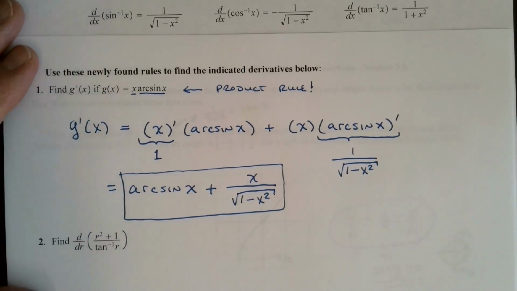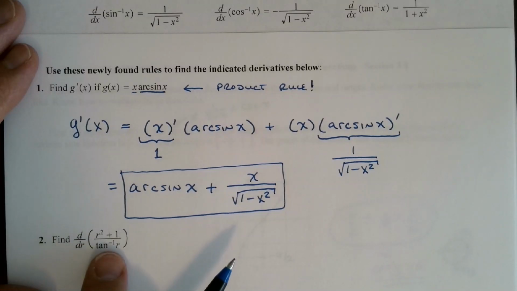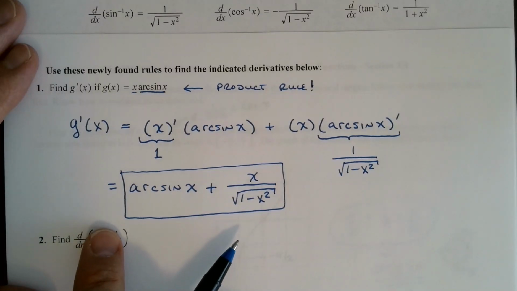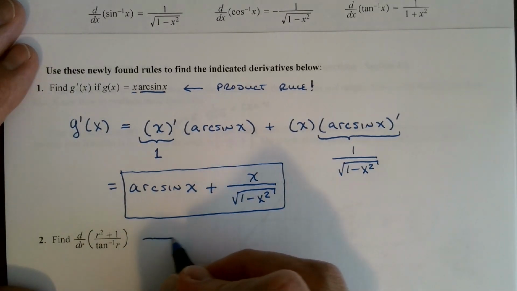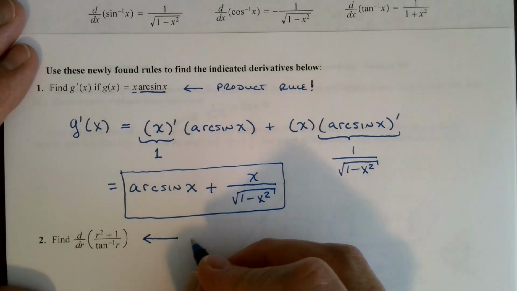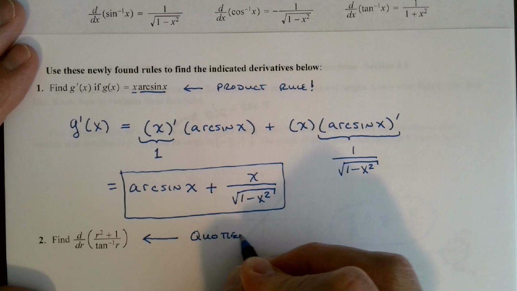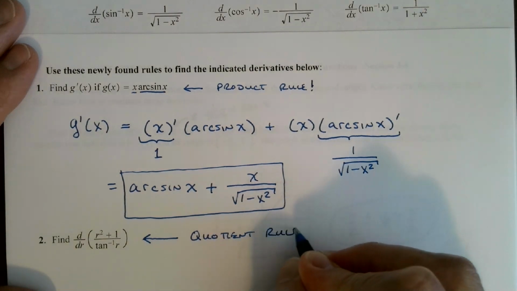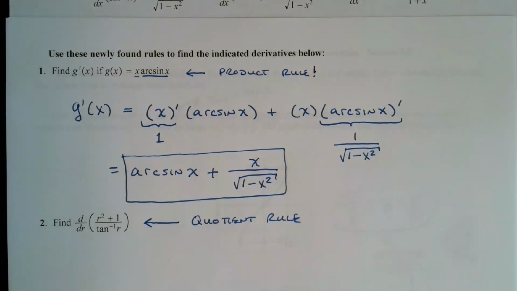Let's look at number 2. What does it say? Find what? What's this? d over dr. This says take the derivative with respect to r of this function. So what's in the parentheses, right? That is the function. And what rule do we have to use to find that? Well, it's a quotient rule. Right? I can't just take the derivative of the top and divide it by the derivative of the bottom. Remember, it's that quotient rule.